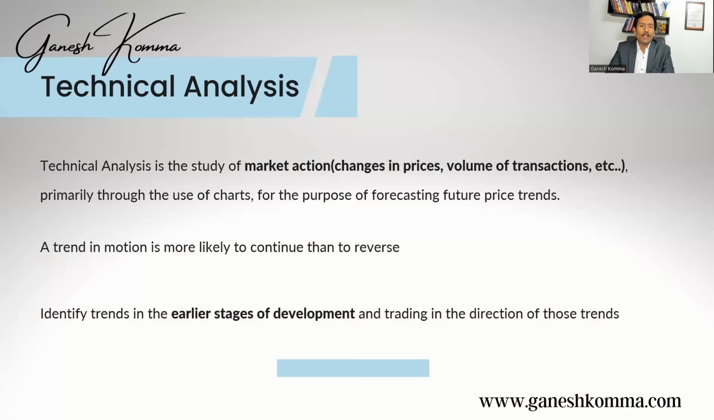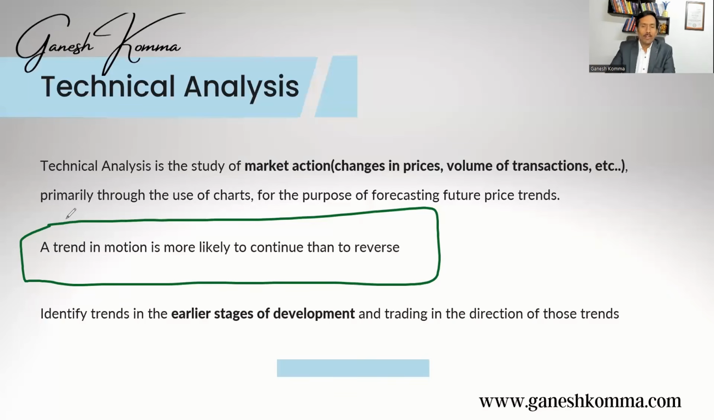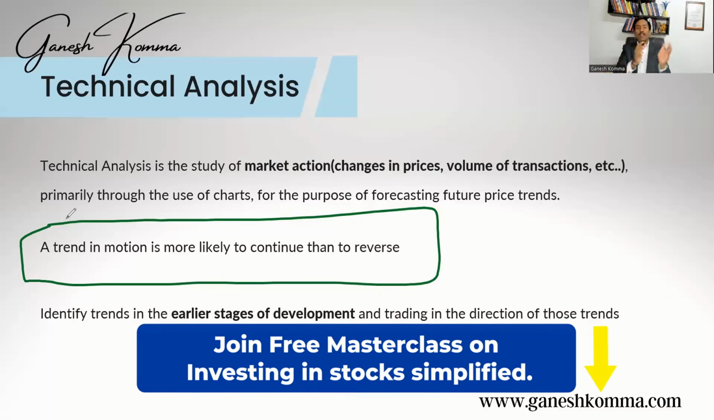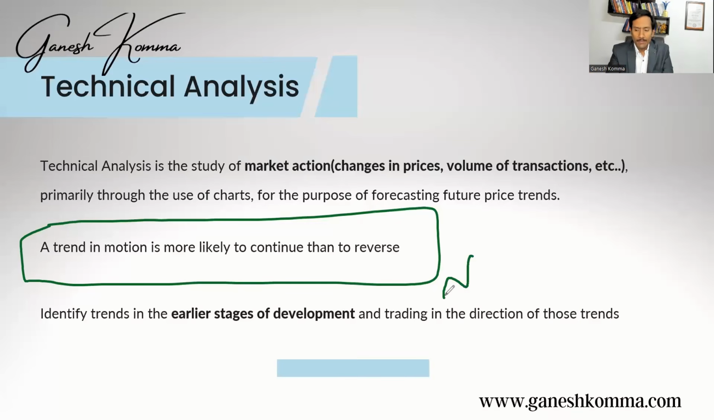And most importantly, this is not something new to us, right? We have studied Newton's law in our schools or colleges. Newton's second law: a trend in motion is more likely to continue than to reverse, right? So how is this relevant to technical analysis? Let's say a company is in a very good trend for a very long period, with very good volumes also coming up at the bottom, right? It will continue its uptrend until and unless there is some external force.